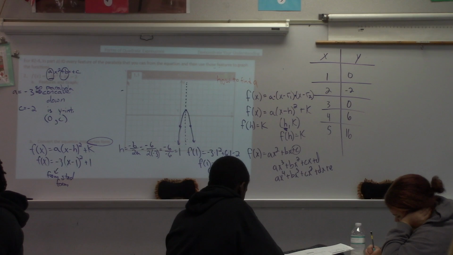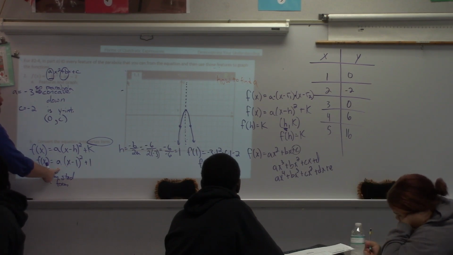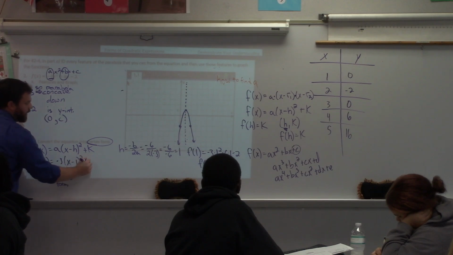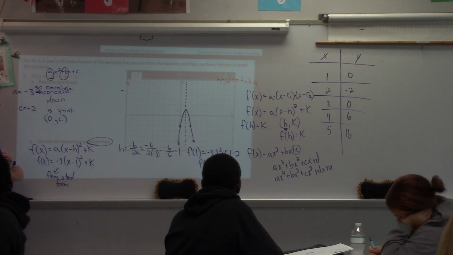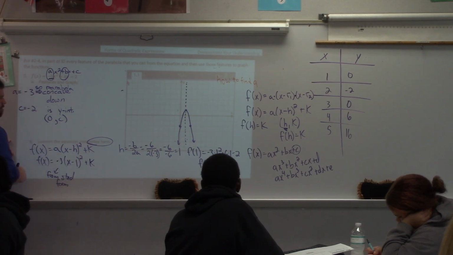Yes, ma'am. Whenever you're substituting H in, do you have to do the original one, or can you do it into the vertex form? So if you do it into the vertex form, you don't have A. So how are you gonna? Like, can we take A from the top one? Oh, I see what you're saying. But then in that case, you don't have the K. So it would still be K here. I'm saying when we're trying to find K. Right. So once you've already found H.